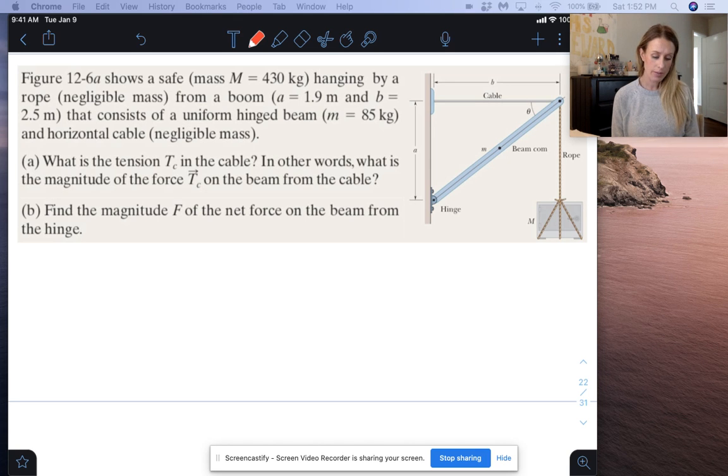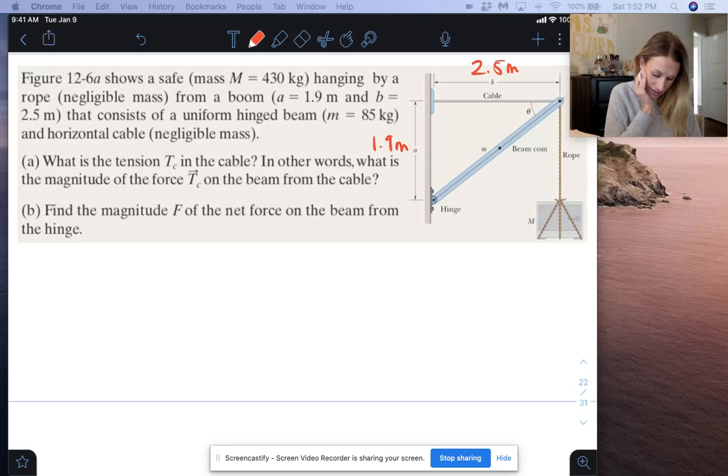Okay, here's our second equilibrium example. Figure 12-6a shows a safe of mass big M equals 430 kilograms hanging by a rope of negligible mass from a boom. A equals 1.9 meters and B equals 2.5 meters. They're telling us these lengths here. This is 2.5 meters and this right here is 1.9 meters.